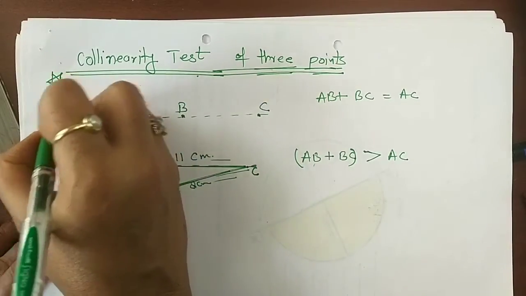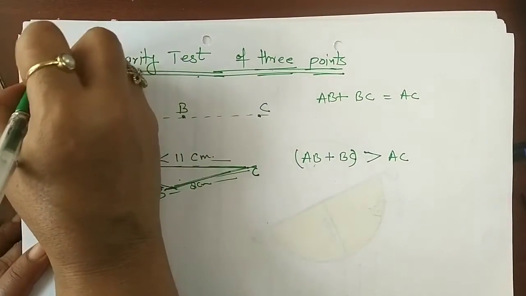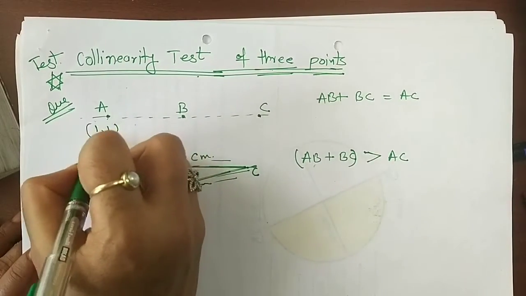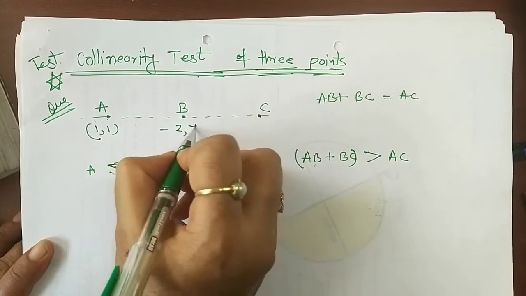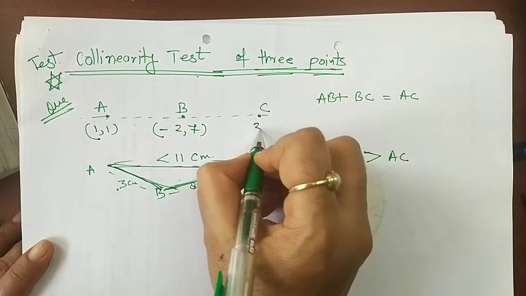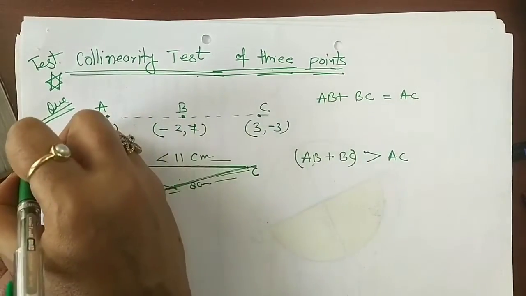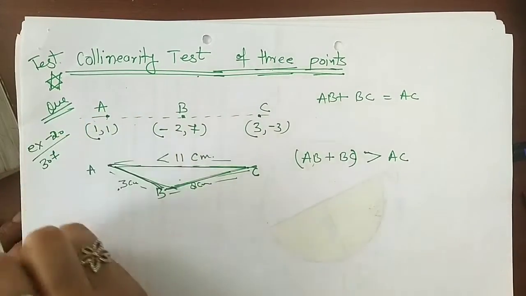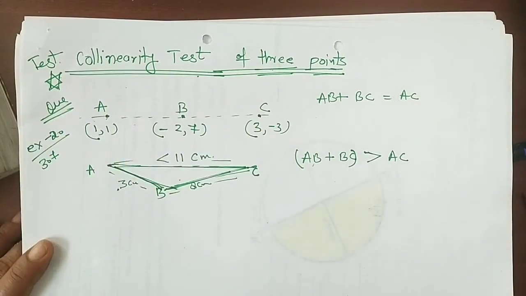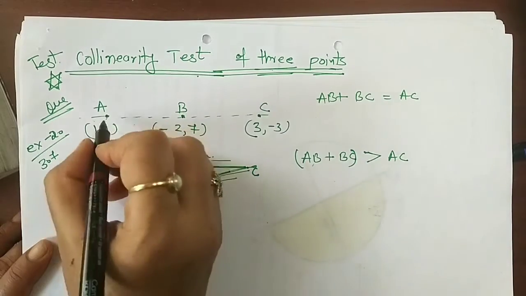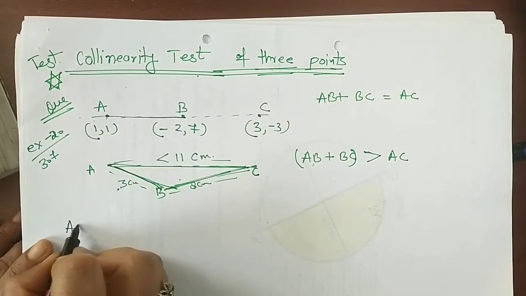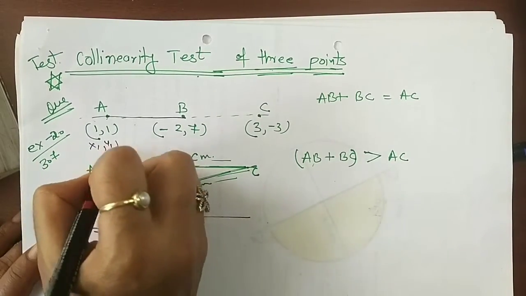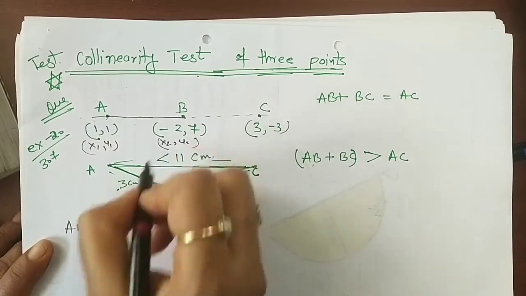Here is a question. Test collinearity for these 3 points. 3 points are given: 1, 1, minus 2, 7 and 3, minus 3. This is your example 20 on page 307. So to check collinearity, I will calculate AB first. So AB is under root. Suppose this is x1 y1 and this is x2 y2.